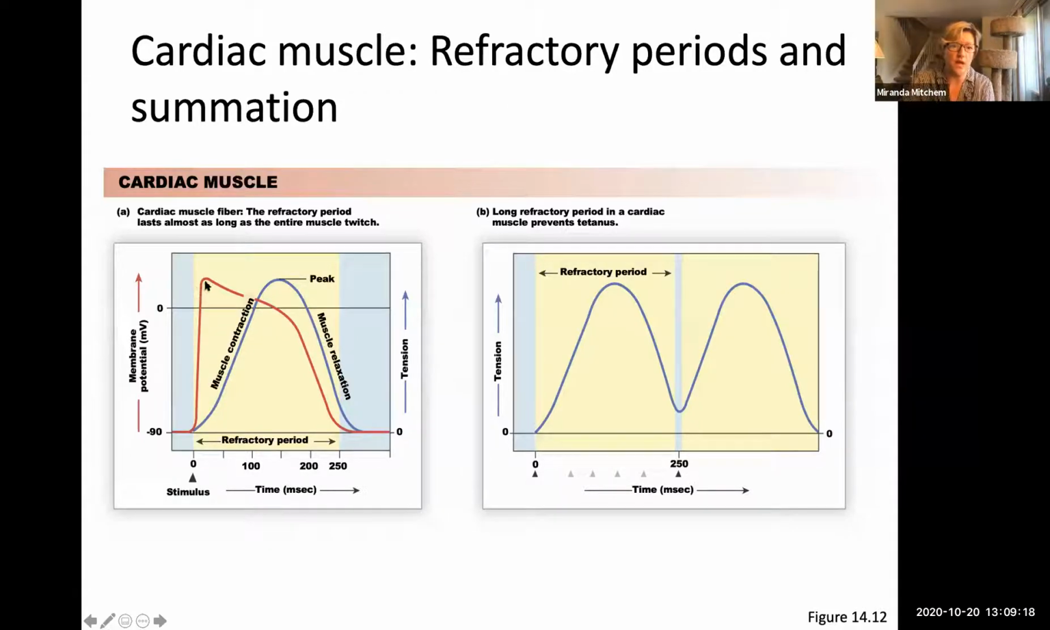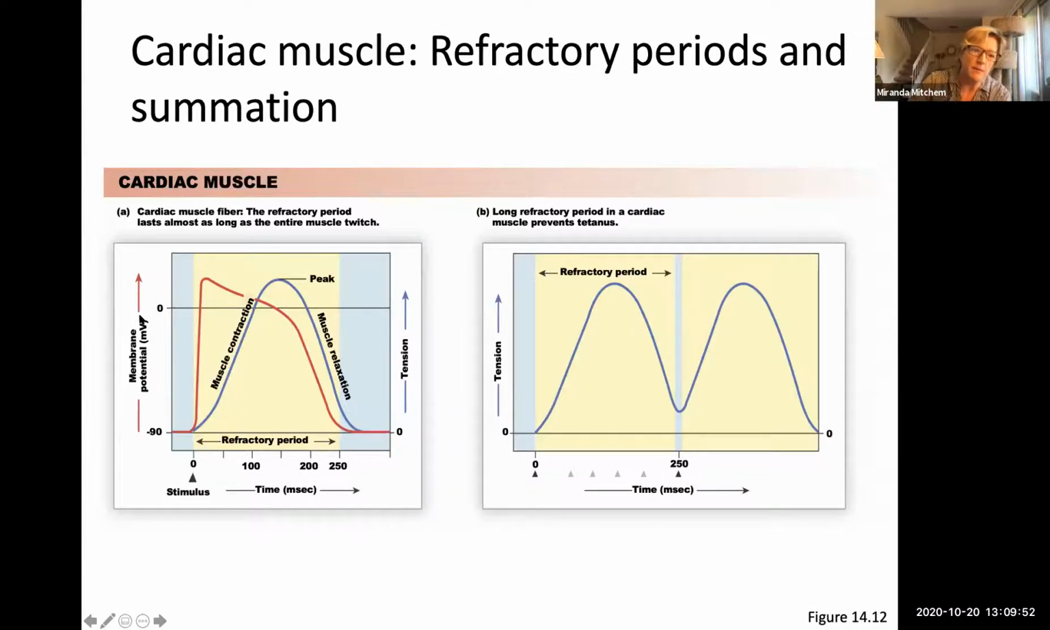Okay, so the action potential of the contractile cell is in red, and then the muscle contraction is in blue. This yellow is the refractory period. So it spans almost the entire time, preventing tetanus, very importantly. So first we have to have the action potential fired, right? Just like we saw with skeletal muscle, we have to have the signal first, and then comes the contraction.